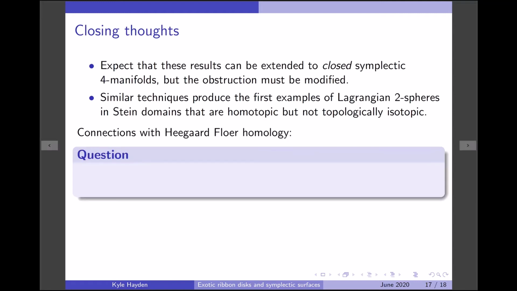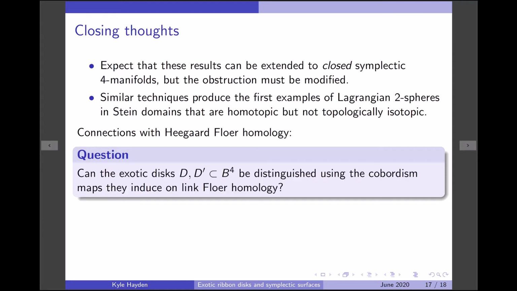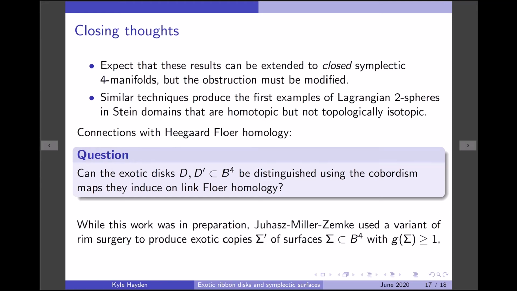And now finally, there are some connections with Heegaard Floer homology to sort out. And the question I have in particular is, can the exotic disks D and D prime in the four-ball be distinguished using the cobordism maps they induce on link Floer homology? And this relates back to the work of Juhász, Miller, and Zemke that I mentioned, because they used a variant of rim surgery to produce exotic copies of surfaces in the four-ball with positive genus. And they were able to distinguish those using the link Floer TQFT. So it's natural to ask, given this different construction, and in particular given the case of genus 0 surfaces, can the link Floer TQFT see the difference between these surfaces?